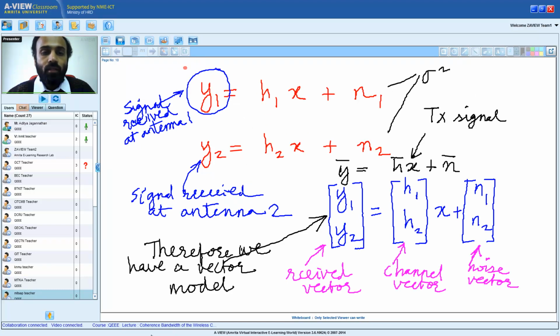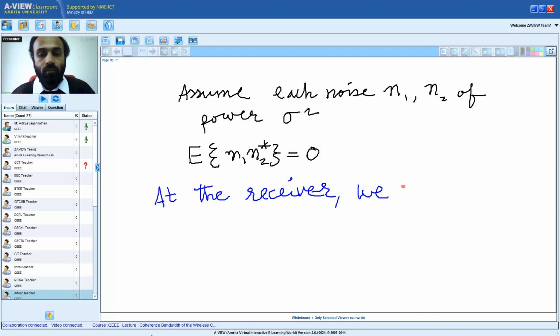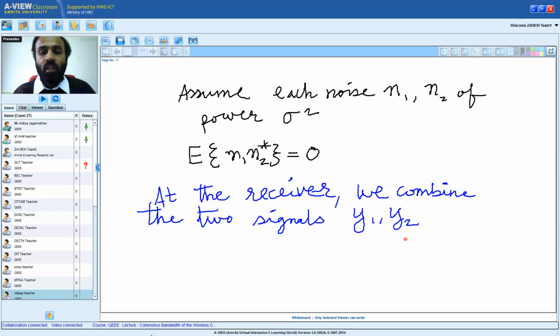Therefore, now what I am going to do at the receiver is, I have two signals y1 and y2, and I am going to combine these two signals. As simple as that. So at the receiver, we combine the two signals y1 and y2, which are received on the two receive antennas.